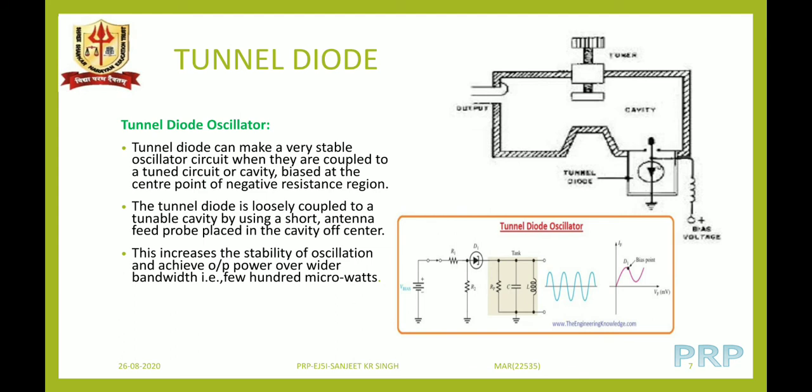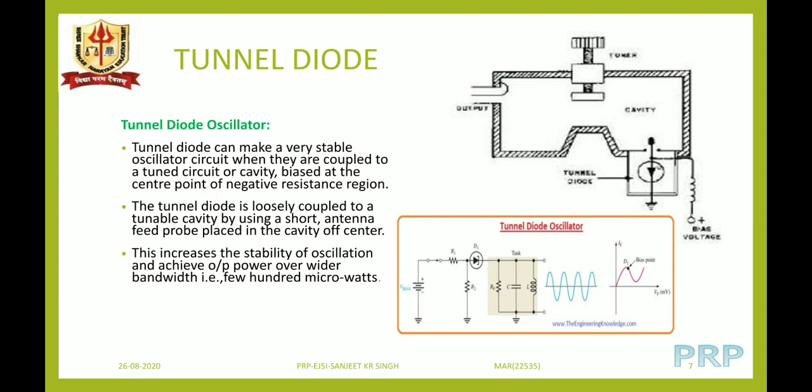So here is one of the applications of the tunnel diode, as an oscillator. In the diagram we see, tunnel diodes can make a very stable oscillator circuit when they are coupled to a tuned circuit or cavity. So in the diagram we see a tunnel diode that is loosely coupled with a cavity with the help of a short antenna feed probe placed in the cavity off center. This increases the stability of oscillation and achieves output power over a wider bandwidth, that is a few hundred microwatts.